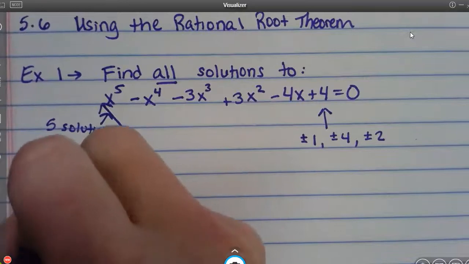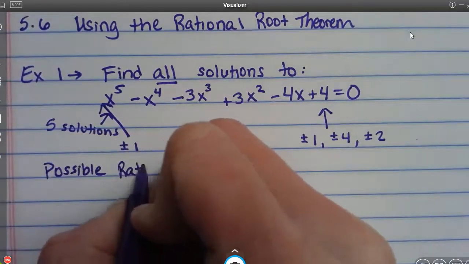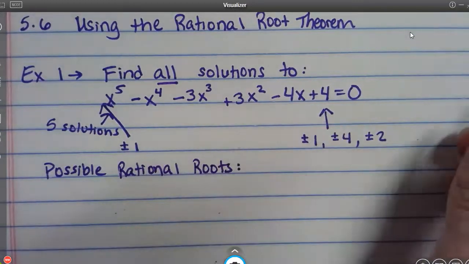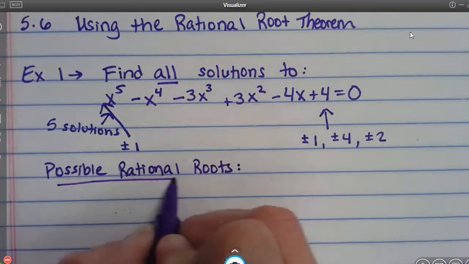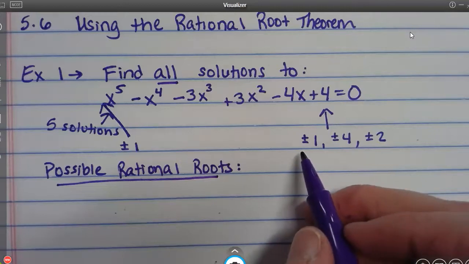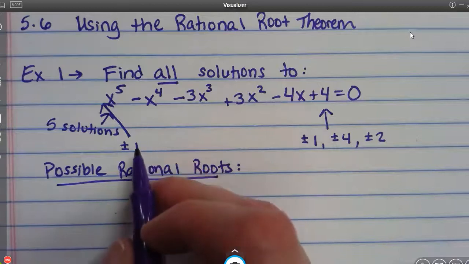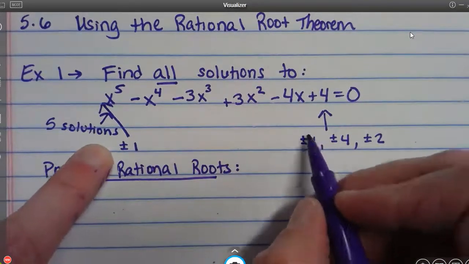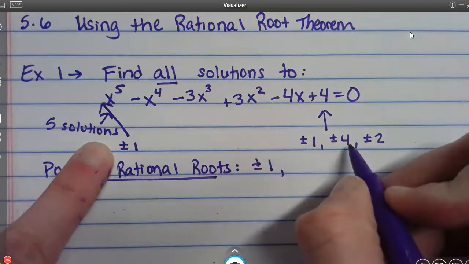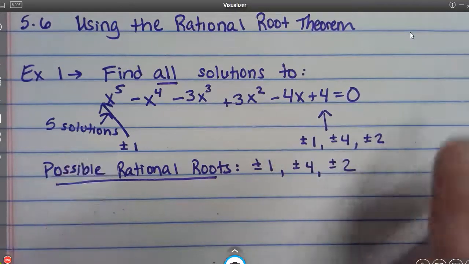All right, so we're going to come up with our list of possible rational roots. And remember, when we come up with our list, we're going to take our factors of the constant over the factors of our leading coefficient. So I'm going to simplify these as I write them out. We're going to have plus or minus 1 over 1, 4 over 1 is just 4, and then 2 over 1 is just 2.